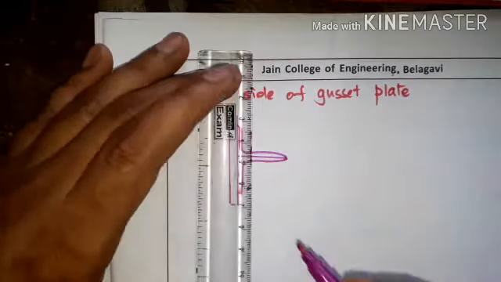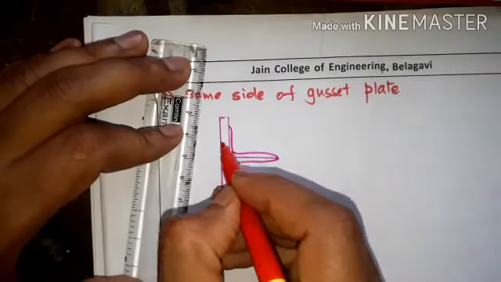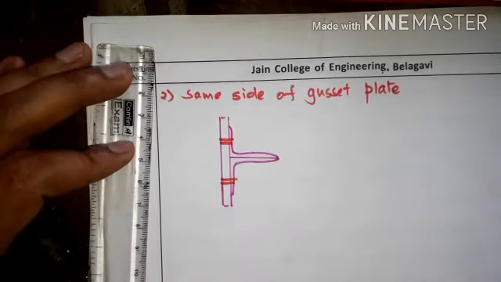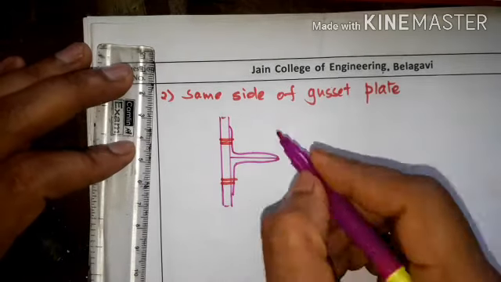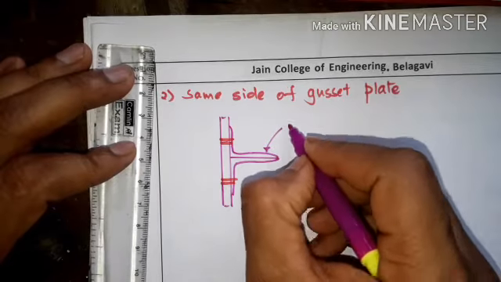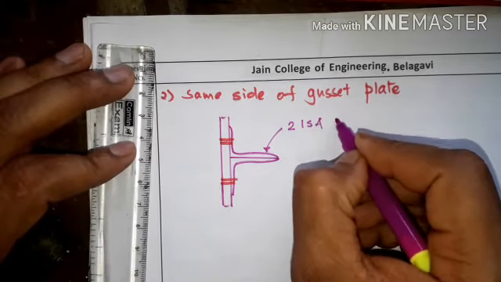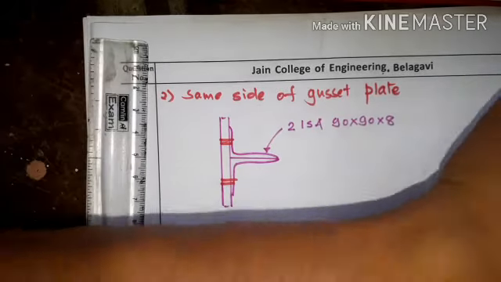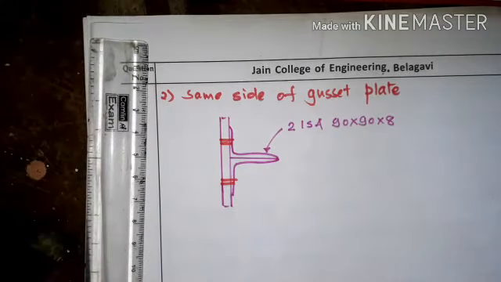You can see here, the two angles have been provided on the same side of the gusset plate. Okay, so we'll try with the same section, 2 ISA 90 by 90 by 8.